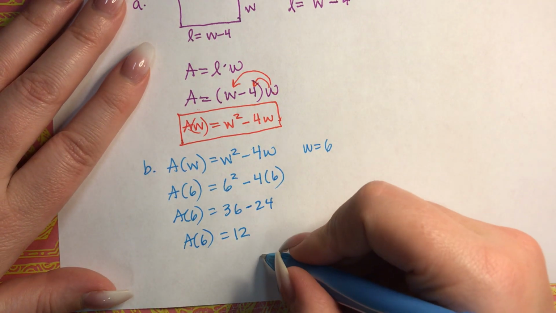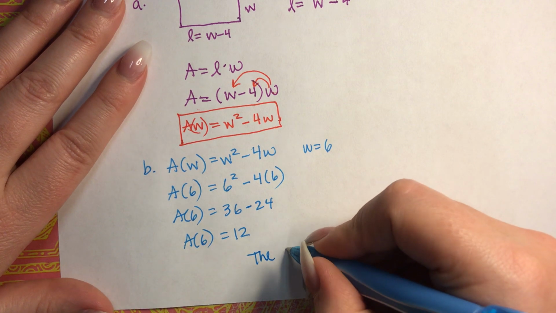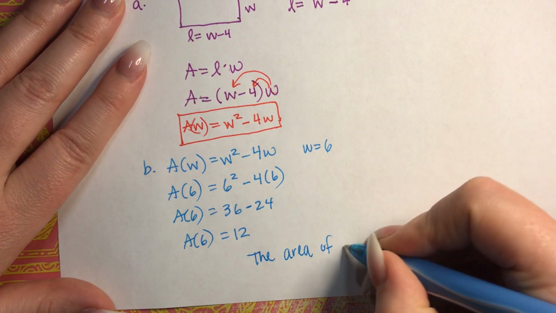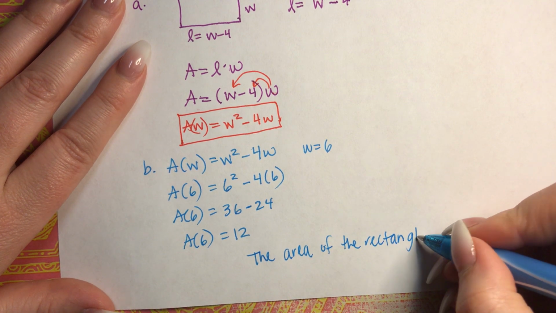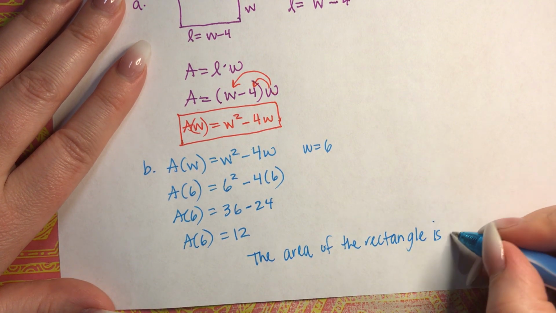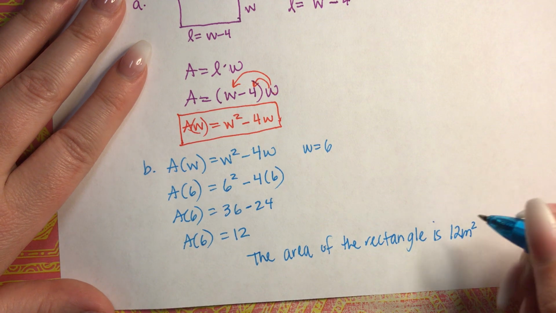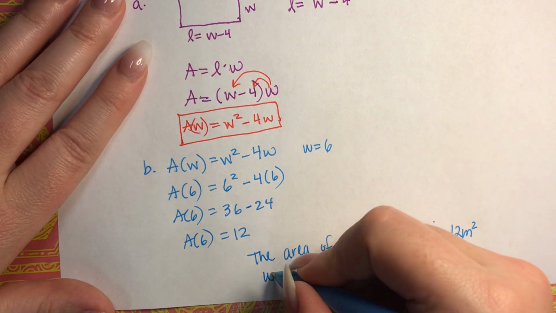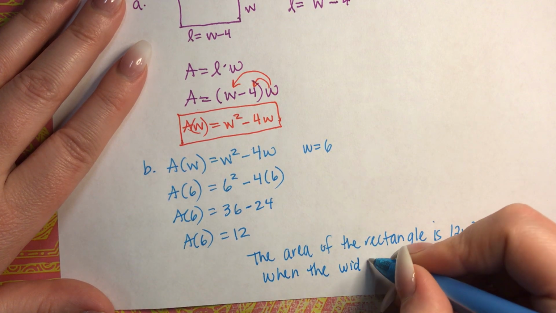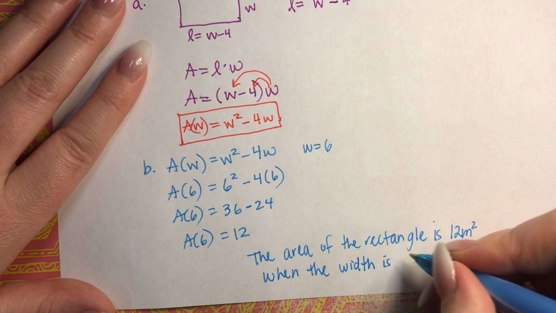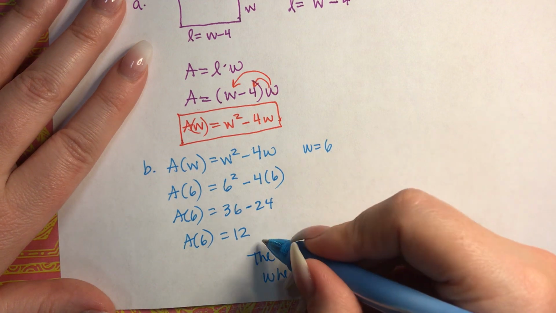So I'm going to say the area of the rectangle is 12 meters squared when the width is 6 meters. So that's it.